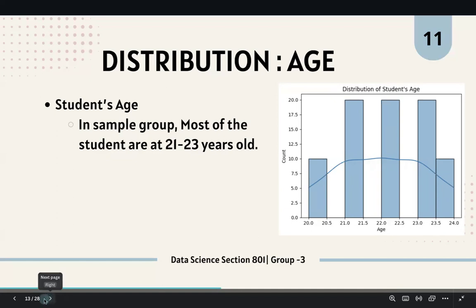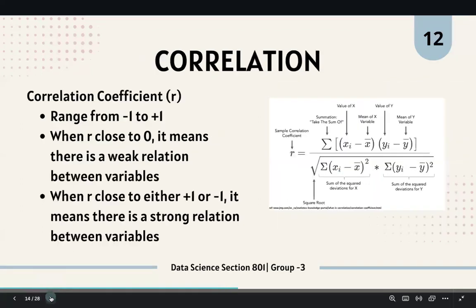So most students have a great score in attendance and exercise hour, with a gap in 2 peaks like this. And the next slide is about the correlation, which Bank will explain.